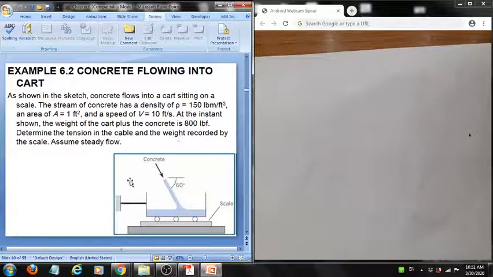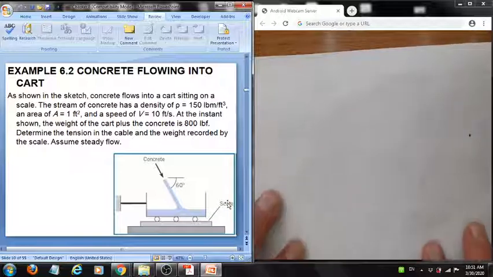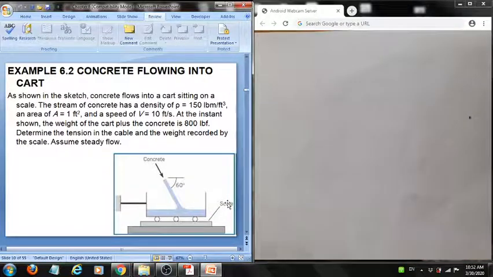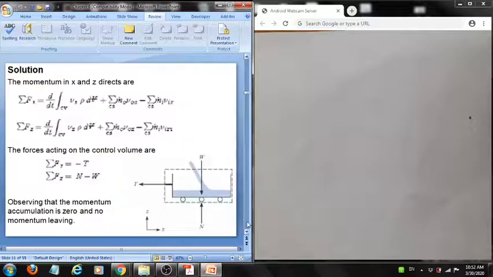We want to determine the tension in the cable and also the reading by the scale. Okay, how do we solve this problem? As we said before, we need to solve it in 4 steps. Okay, let's look at it.